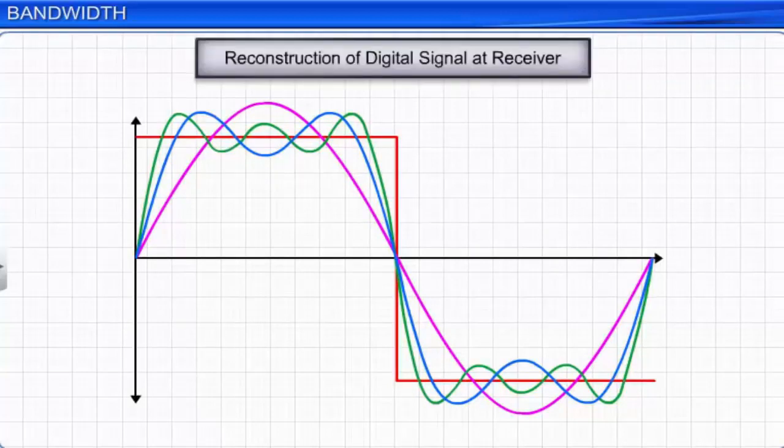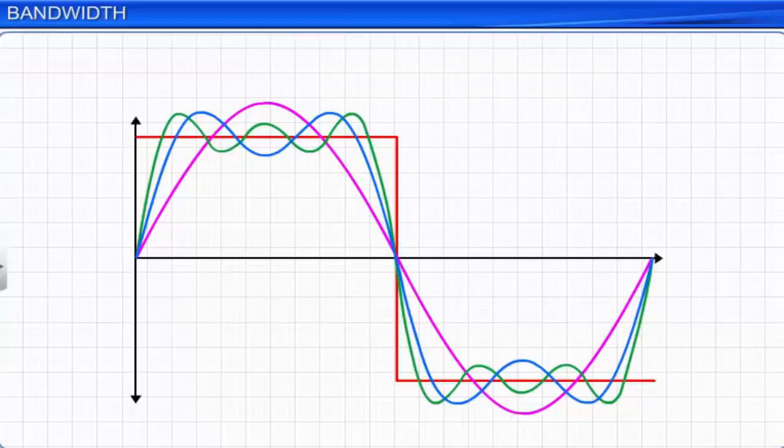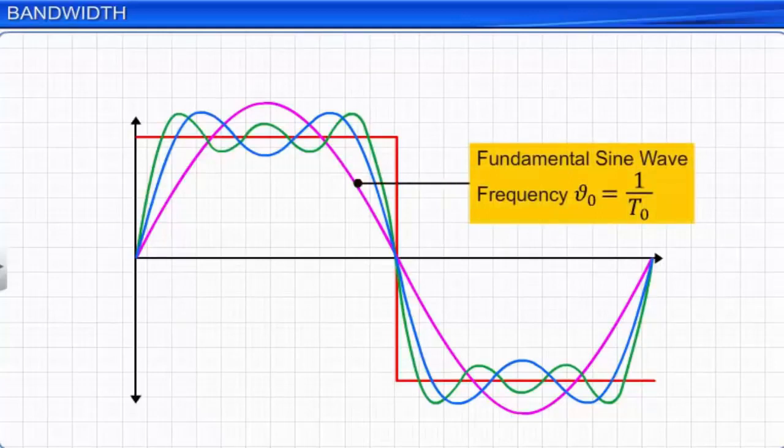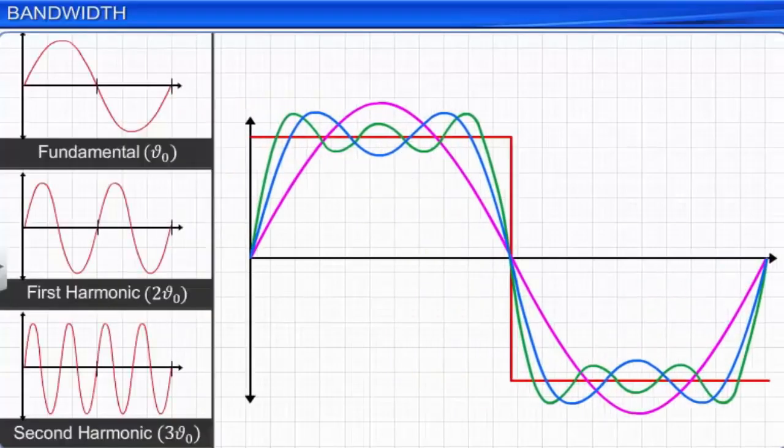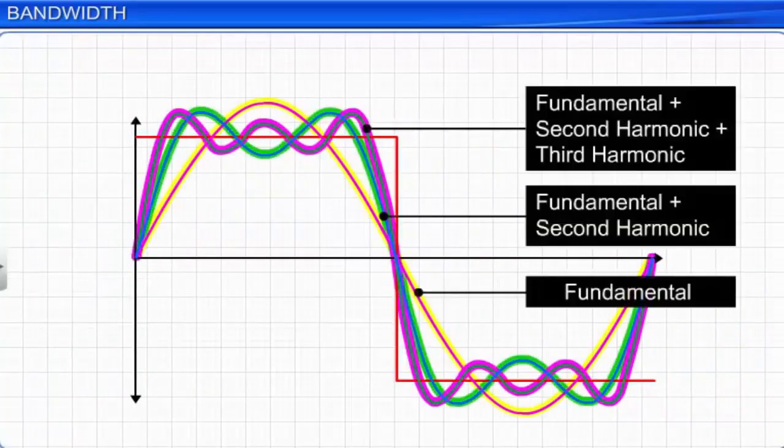A digital signal can be decomposed into a fundamental sine wave with frequency nu0. That is, the reciprocal of the time period t0 of the digital signal. Besides the fundamental wave, the digital signal is made of an infinite number of other sinusoidal waves called higher harmonics with frequencies equal to integral multiples of the fundamental wave frequency nu0. The sum of all these harmonics with the fundamental sine wave are required for distortion-free transmission and reconstruction of the digital signal.